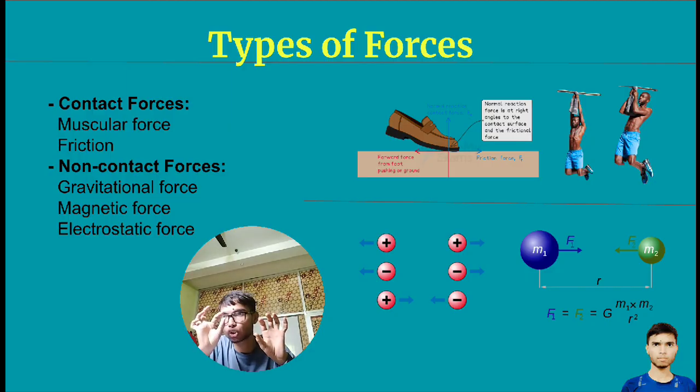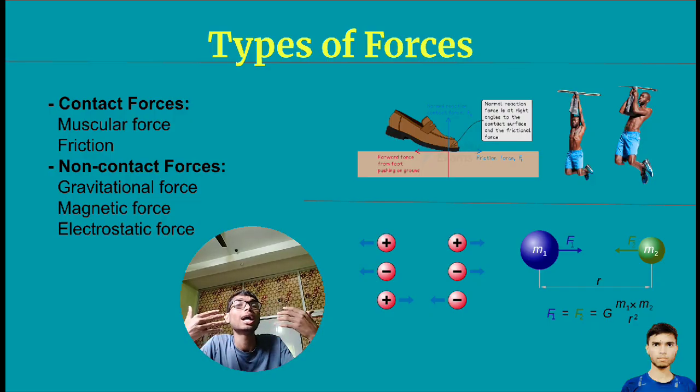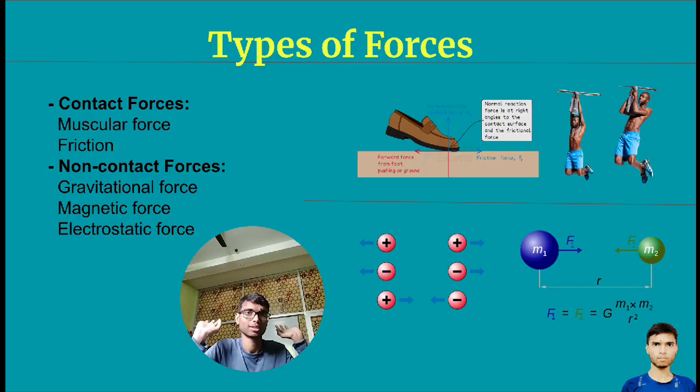unlike poles. If it is a plus, then the other should be minus. If it is a minus, then it should be plus. Then both will attract each other because the signs are unlike. That's why if signs are like, then both will repel each other. Clear? This is enough for magnetic force.